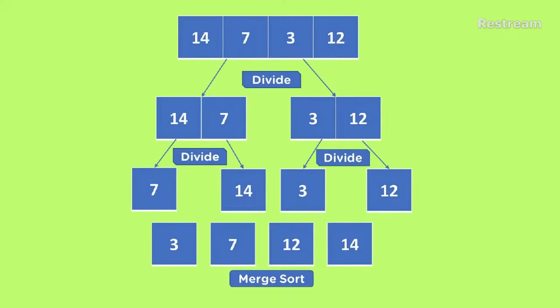This is an example of the divide and conquer approach, which is what it looks like. So you've got 14, 7, 3, and 12, a very short array. You split it up, you divide it, and you divide it again until you've got just the individual values. And then you bring them back together. But when you're bringing them back together, you're putting them in order from smallest to largest.